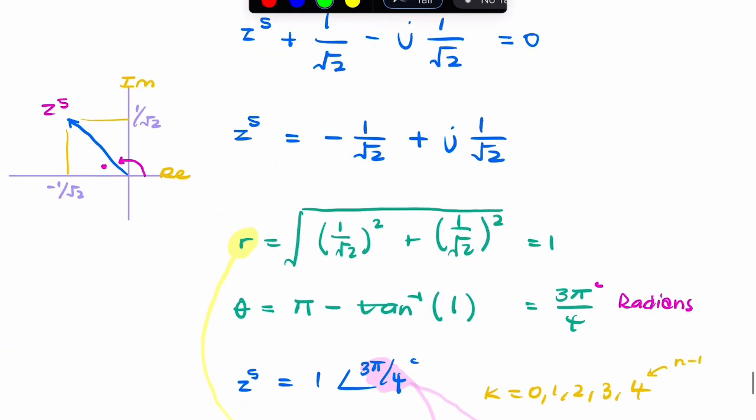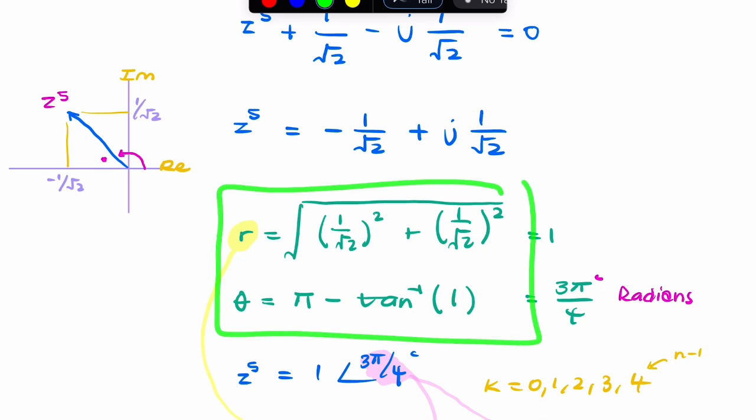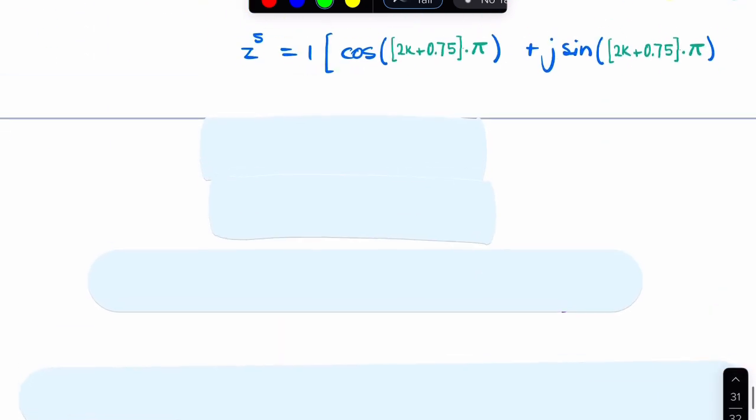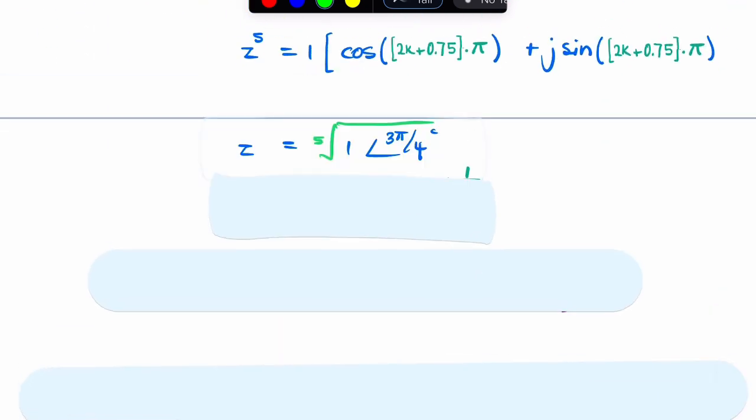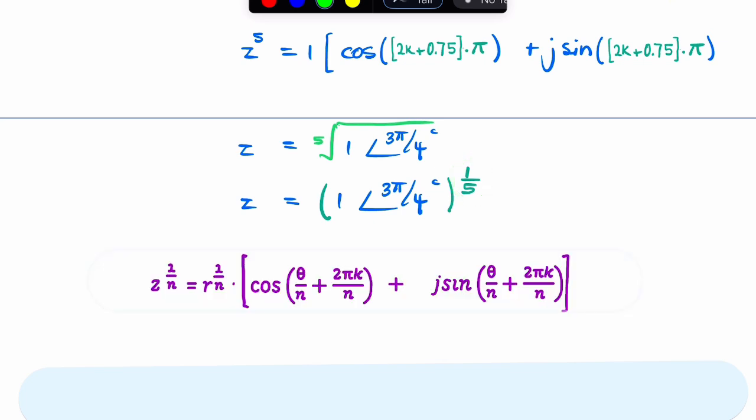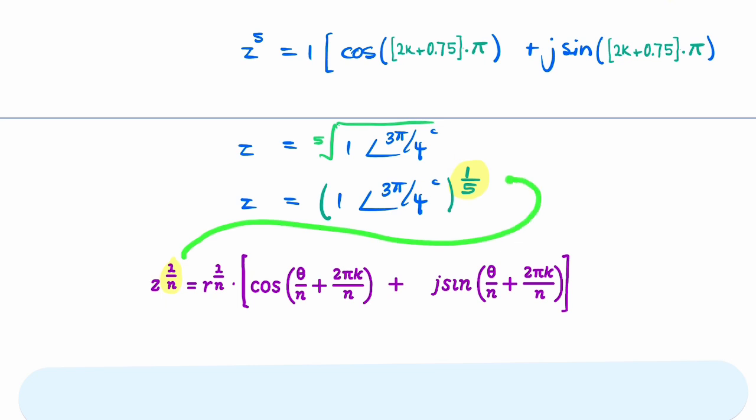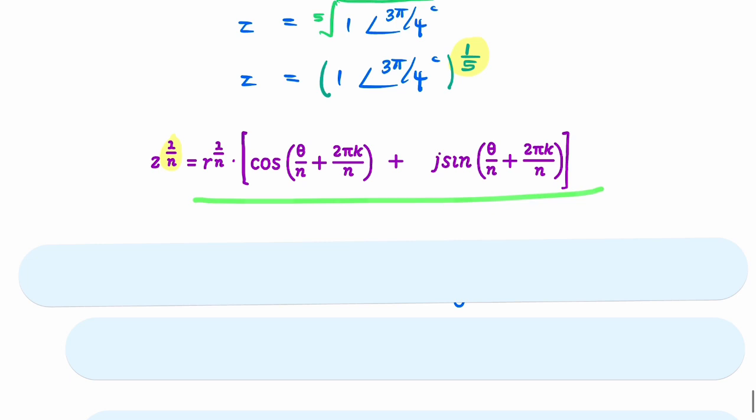Now, if we go back to our r theta expression, we can rewrite z to the power 5 and find the fifth root to find z. So we can write the fifth root as power 1 over 5, and that's perfectly okay. Then we can use de Moivre's theorem. De Moivre's theorem says if you're ever looking for the nth root, and we're looking for the nth root, you can rewrite it like that. So I will do exactly that.